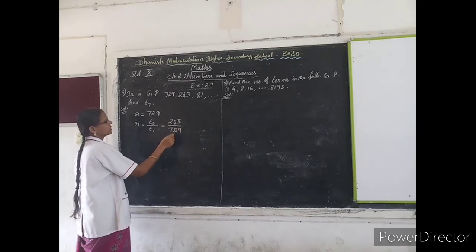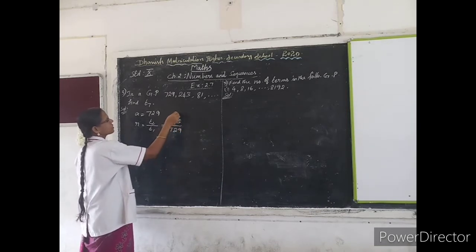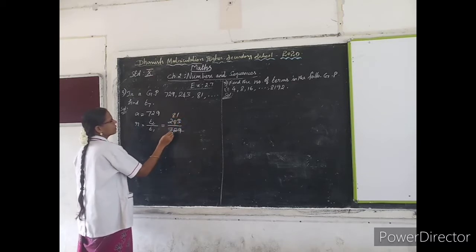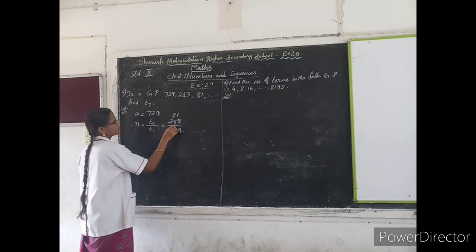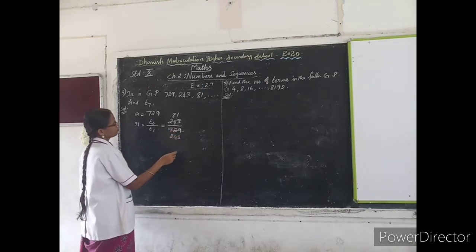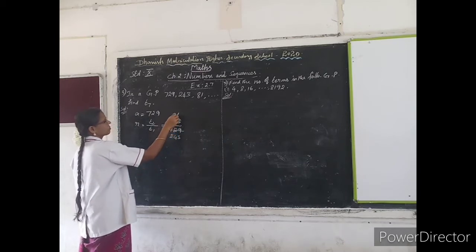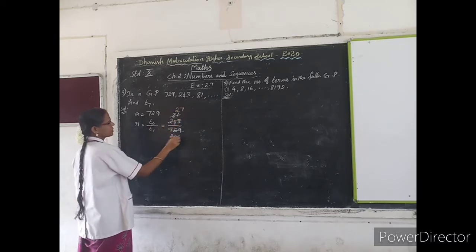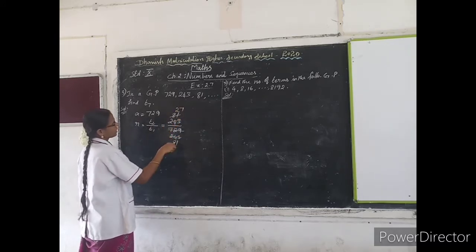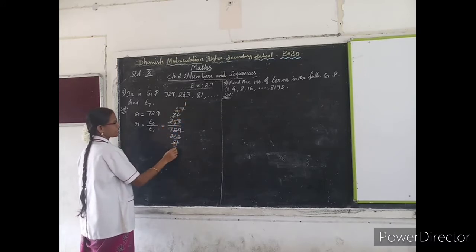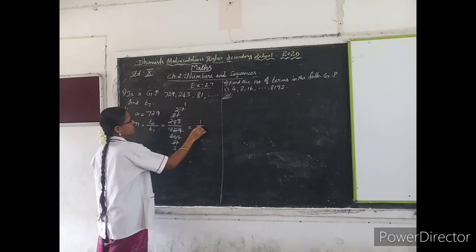Cancel by the 3 table. 8 3s are 24. 1 3s are here. From 6, 2 times, 4 times, 3 times. Again cancel by the 3 table. 2 3s are 6. 7 3s are here, 8 81. Cancel by the 27 table, 1 time, 3 times. So the common ratio is 1 by 3.